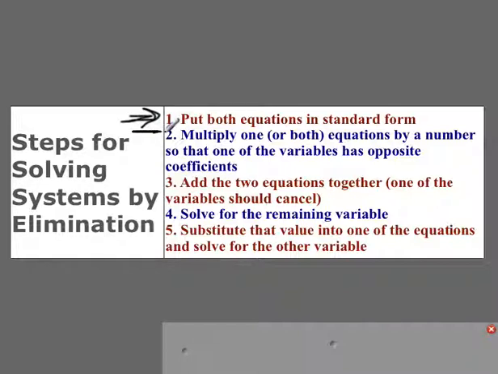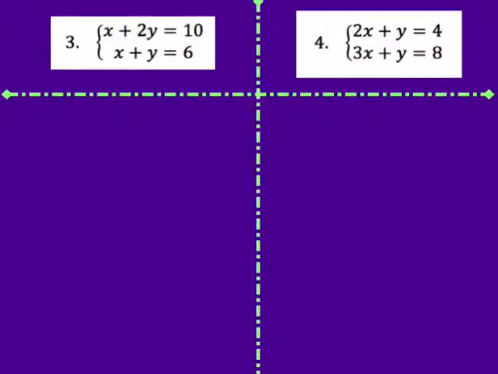The next thing you need to do is make sure that you multiply one or even both of the equations by a number so the variable has opposite coefficients. That's same coefficient, opposite signs. So you might have to multiply to make that be a true case. And then after that, everything is the same that we have been doing with systems using elimination. So let's take a look at what they would look like.